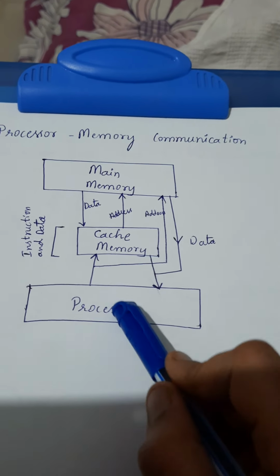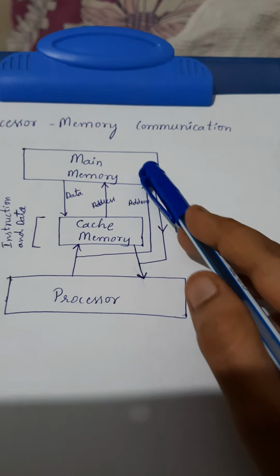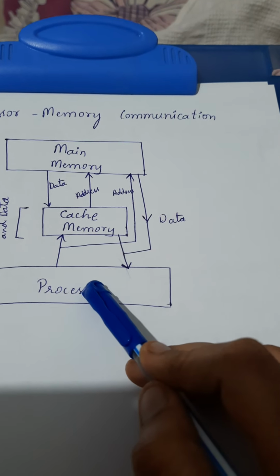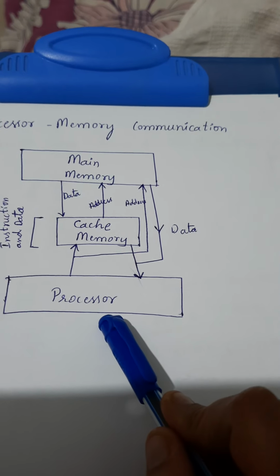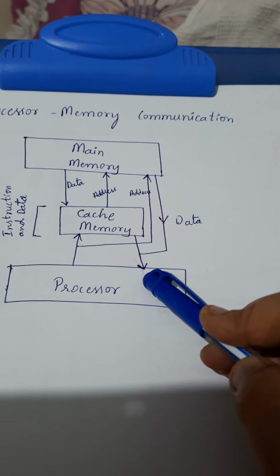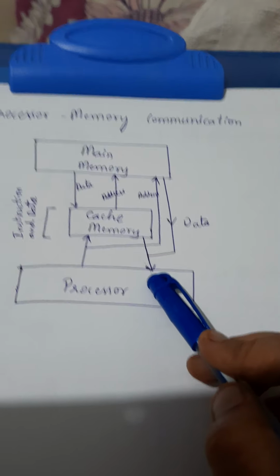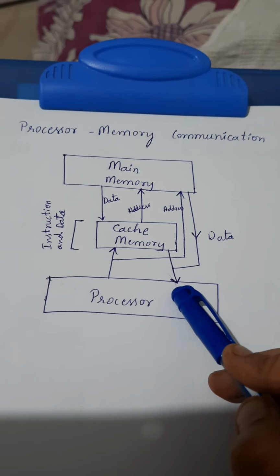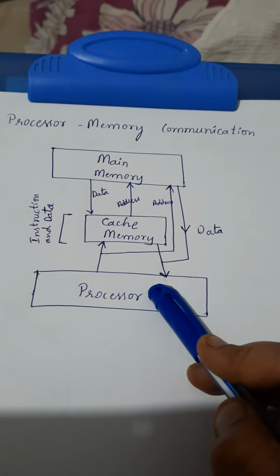Then the processor will issue a read command, meaning you read it from the main memory via the control bus. Then the data will be sent via the data bus. Then this data will be processed by the processor. This is how the communication takes place from memory to processor.